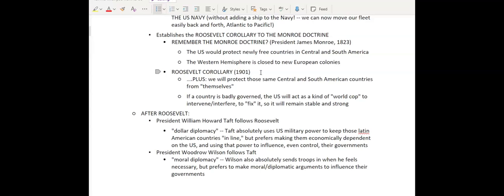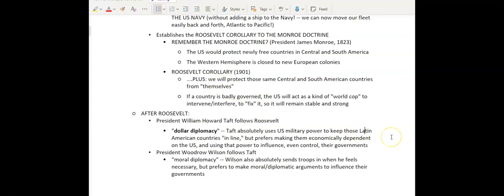Roosevelt is president. When Roosevelt leaves as president, he runs for office for his own term. At the end of that, he leaves. William Howard Taft, a fellow Republican and at the time a friend of Roosevelt, they later break up. Taft continues Roosevelt's basic idea, but with Taft we call it, know it, dollar diplomacy.